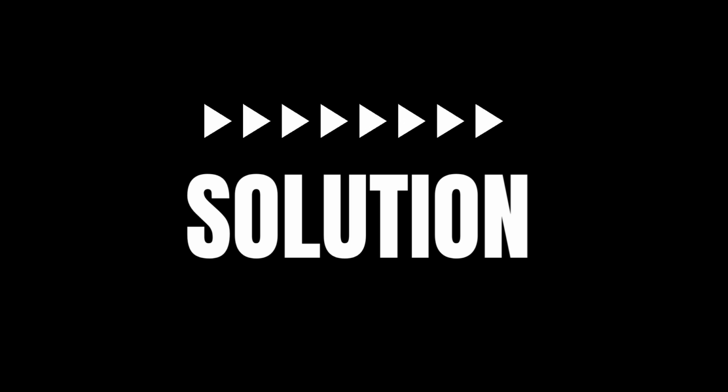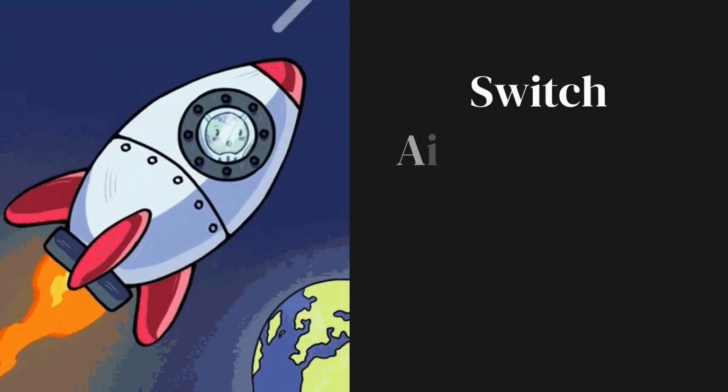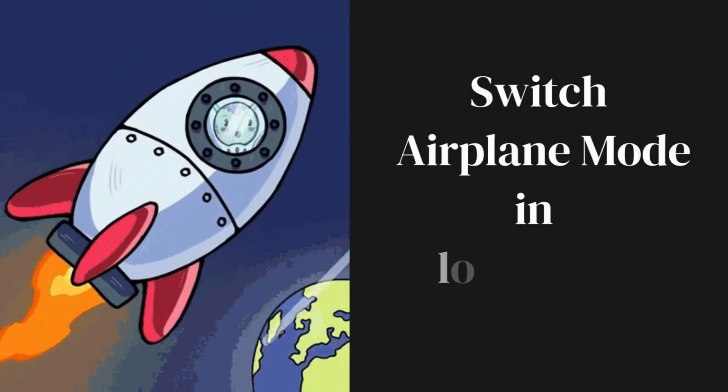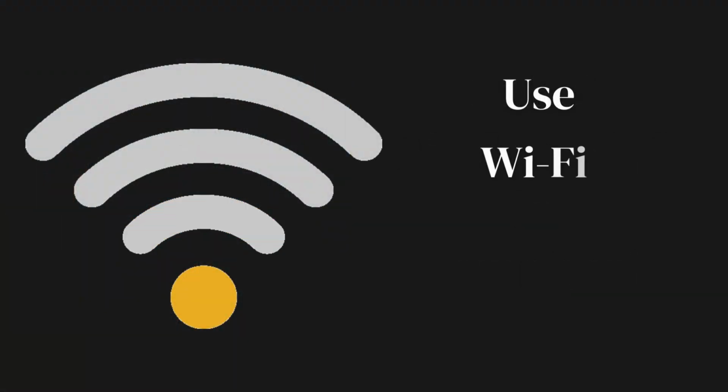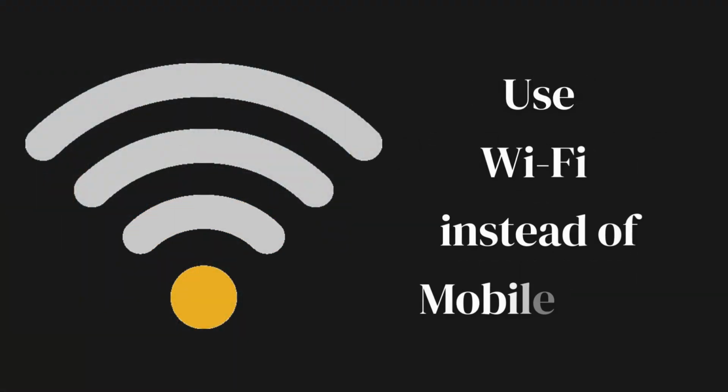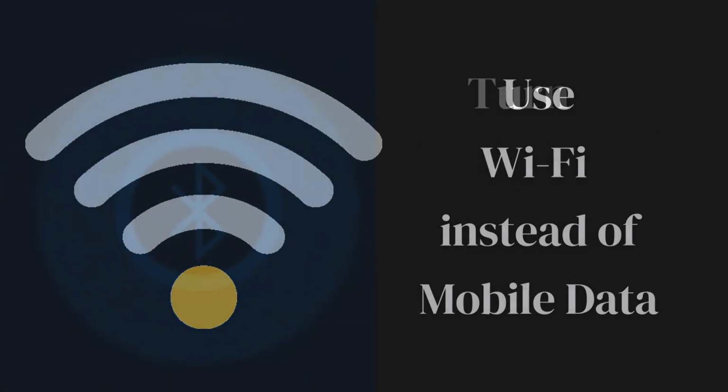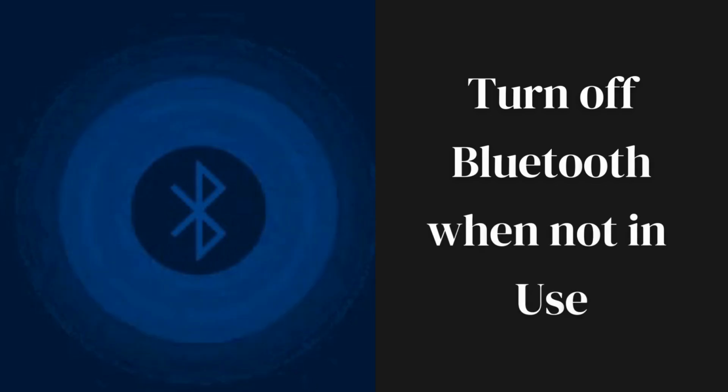First solution is switch your phone to airplane mode when you suffer from a low mobile signal. Then second solution is use Wi-Fi instead of mobile data. And third solution is turn off Bluetooth when you are not using it.